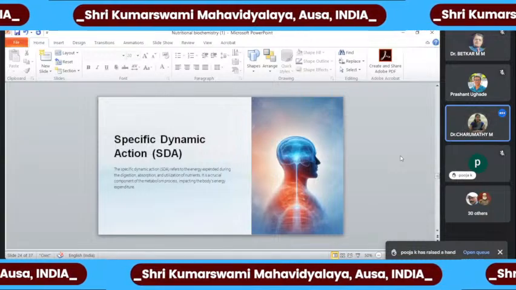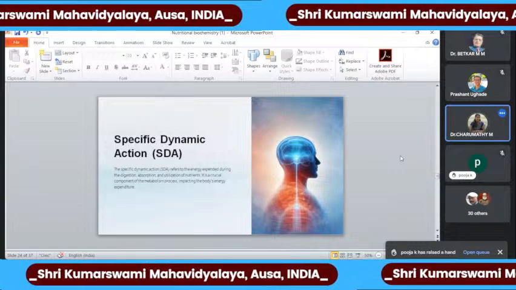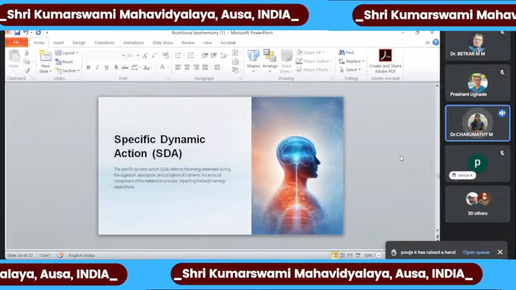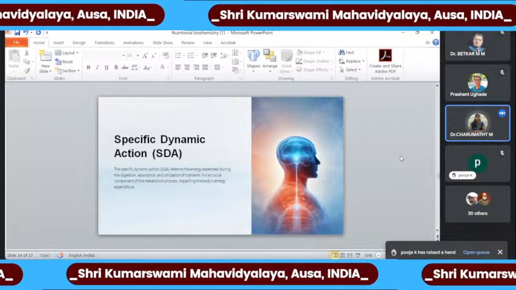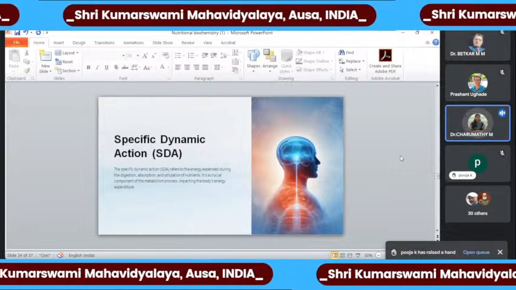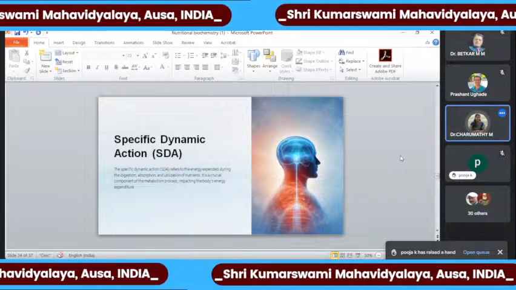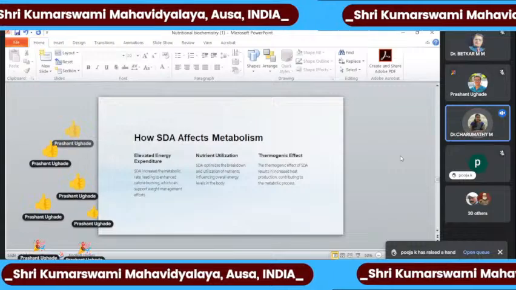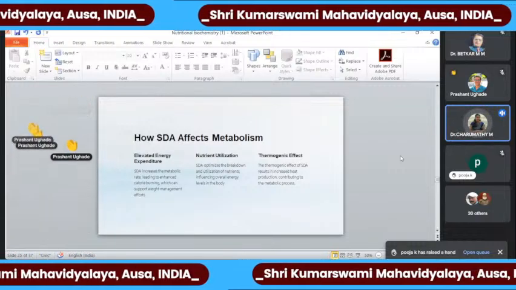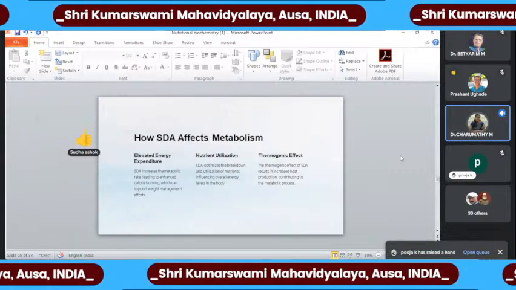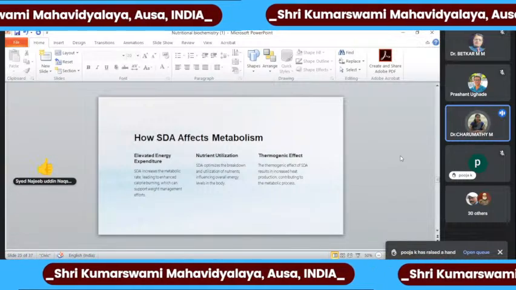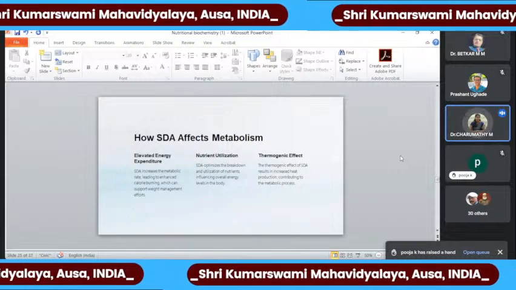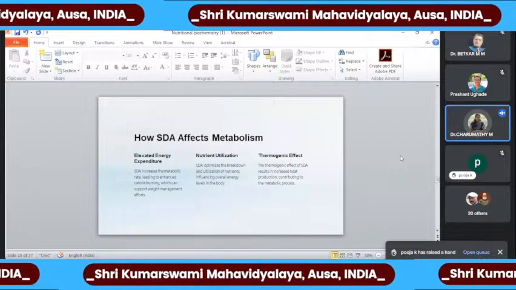The second one is SDA, specific dynamic action. Specific dynamic action refers to the energy expended during the digestion, absorption, and utilization of nutrients. It is a crucial component of the metabolic process, impacting the body's energy expenditure. So we calculate how SDA affects metabolism. Elevated energy expenditure: SDA increases the metabolic rate, leading to enhanced caloric burning, which can support weight management. Nutrient utilization: the breakdown and utilization of nutrients influence the overall energy level in our body. Then the thermogenic effect of SDA results in increased heat production, contributing to the metabolic process.